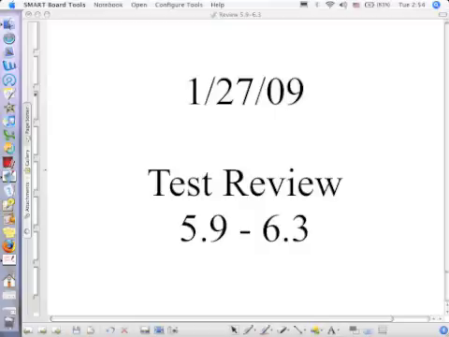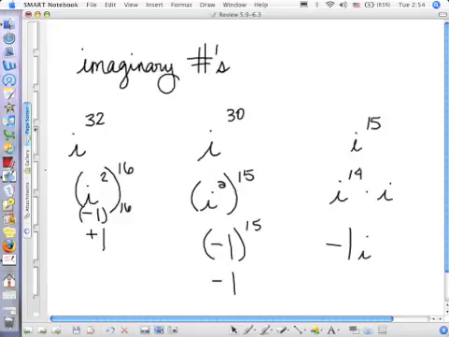We have a test tomorrow, Wednesday the 28th, on sections 5-9 to 6-3. It will cover imaginary numbers. We said imaginary numbers are just like variables. When you're adding and multiplying, you have the same rules. Just when you get to the end, you want to simplify any i term.